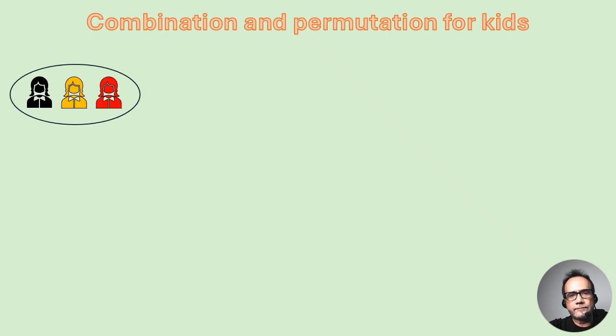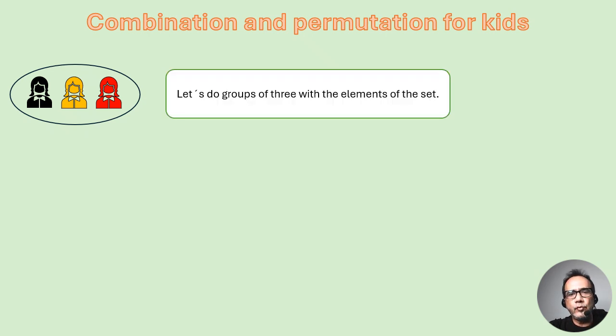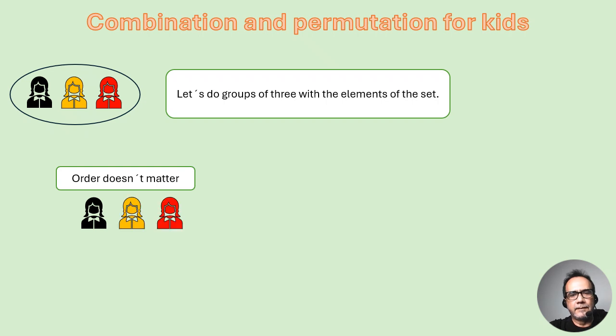Let's have now a set with 3 elements, with 3 girls. And let's do groups of 3 with the elements of the set. Again, we will do it when the order doesn't matter. We could do our first group with the elements of the set using the black, the yellow, and the red.